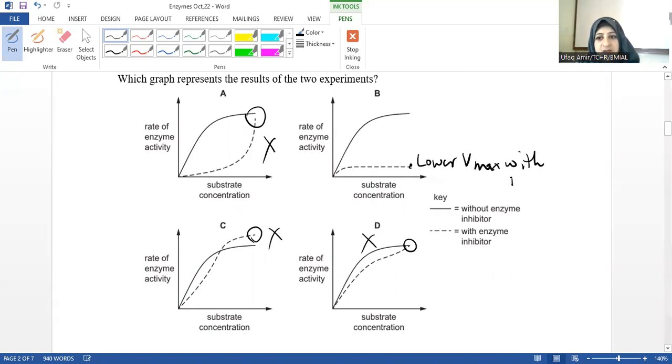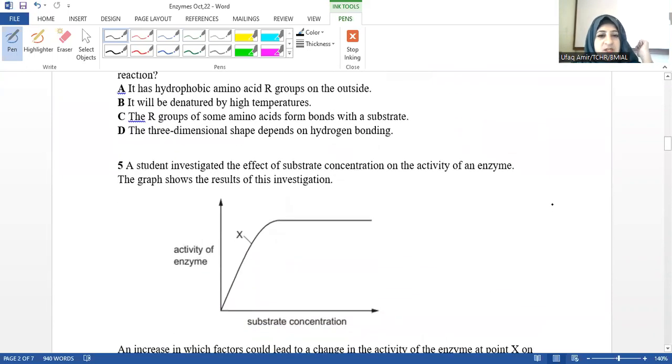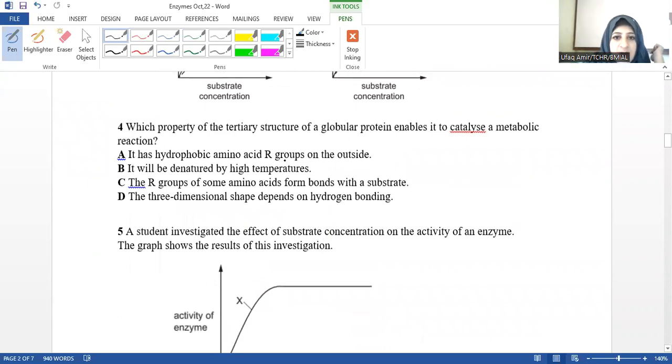Lower Vmax with a non-competitive inhibitor.